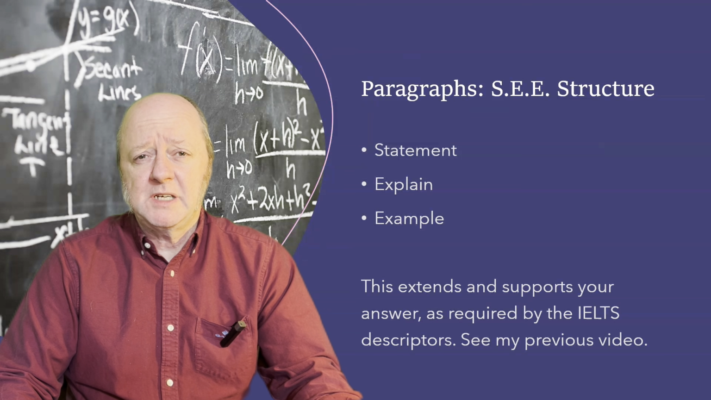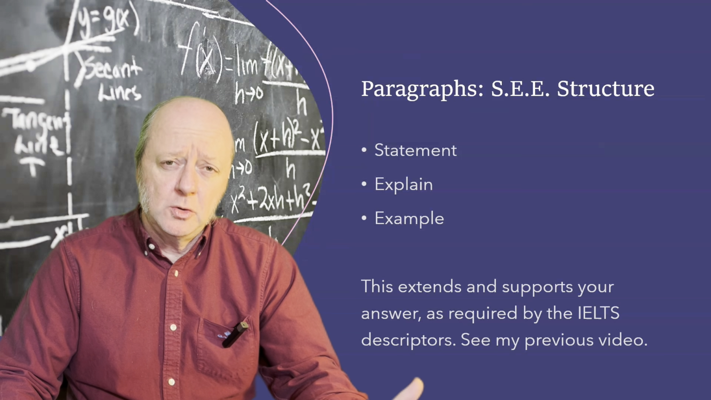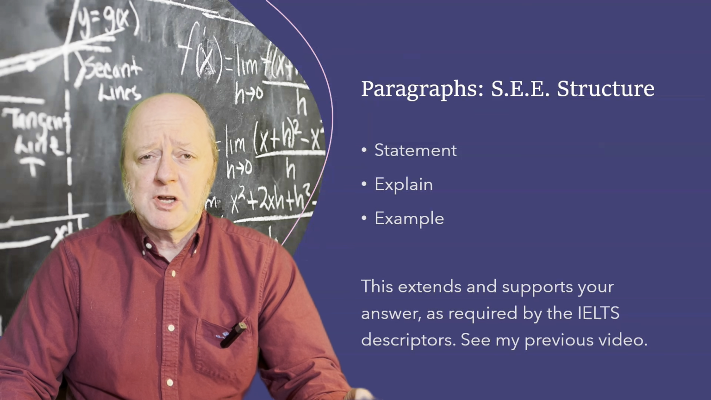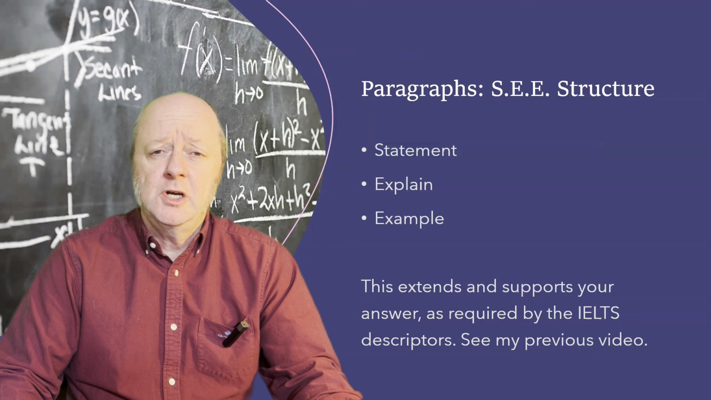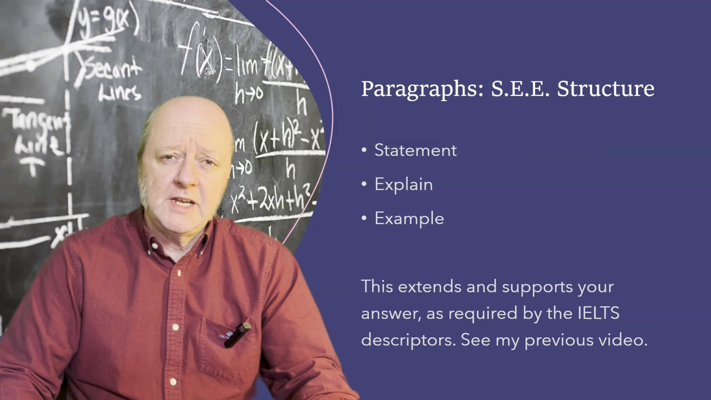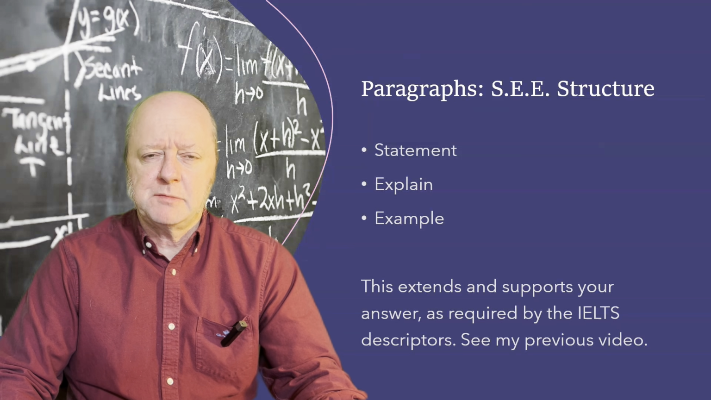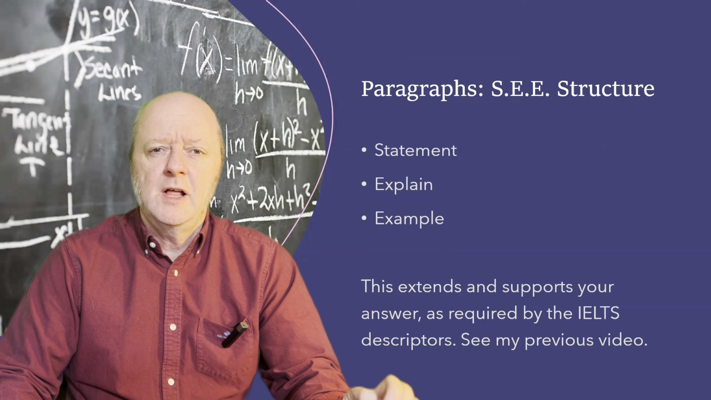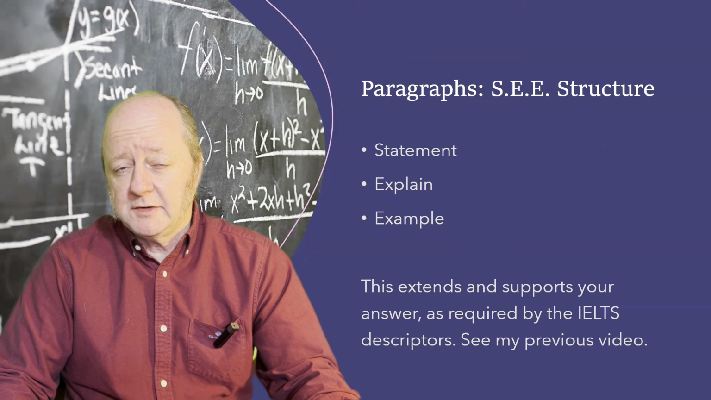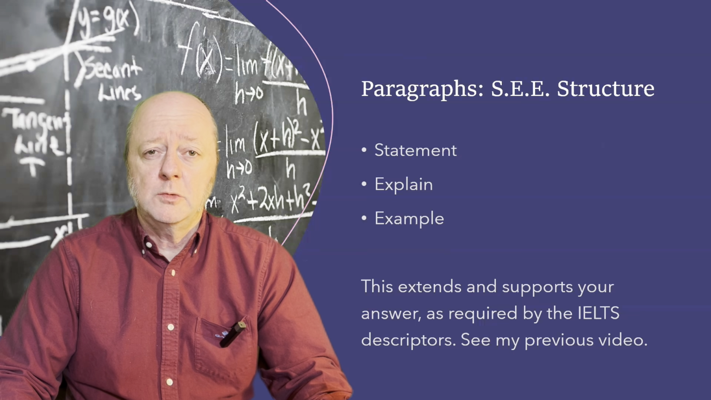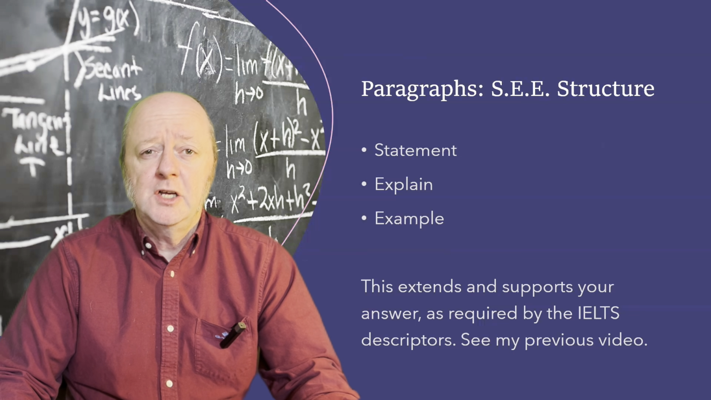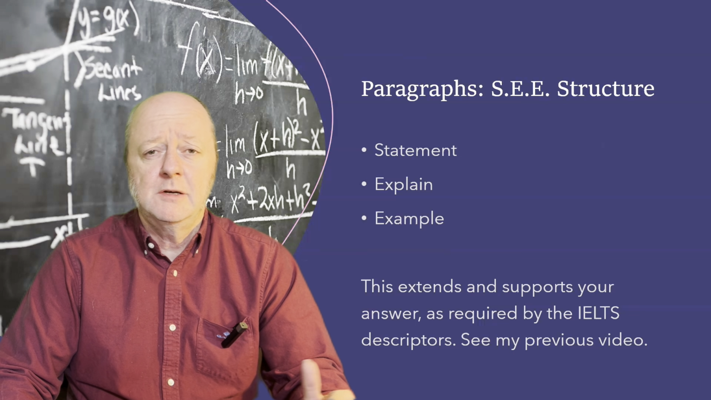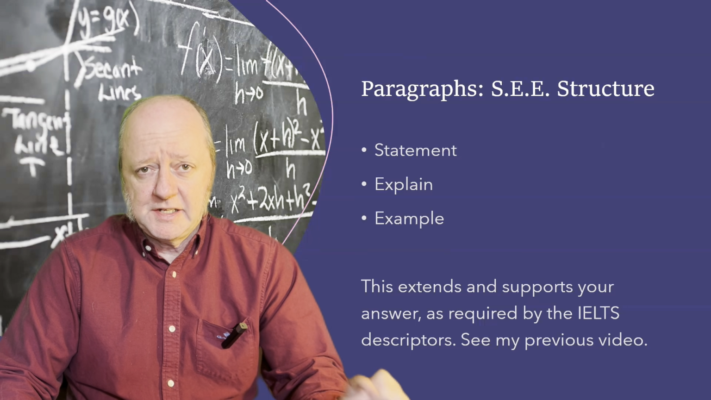Why do we do that? Because this extends and supports your answer, and that is required in the Task 2 writing descriptors. So you give an answer, you extend by explaining, and then you support it further with an example. That's what they want, and that's what you should give them. Now, you don't need to always write only 4 sentences. You can give many examples, many explanations, but that's the structure.